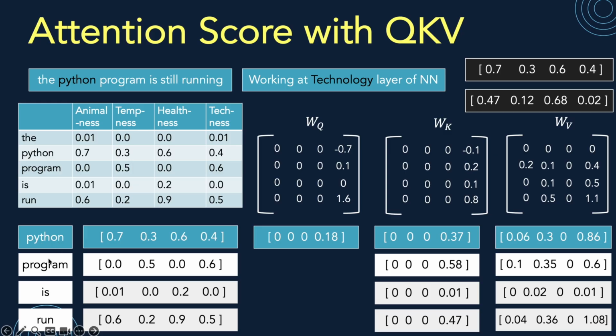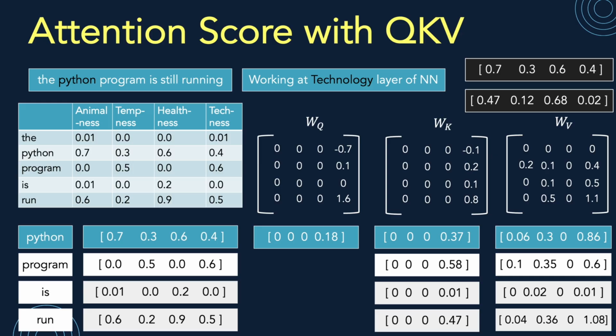This is Python, this is program, this is, and this is run. And we are trying to find out the context vector of the word Python in the technology layer. Now this word vector has been converted to this value after the matrix multiplication with the weight matrix of query. And these are the key vectors. This is the query vector, these are the key vectors, and these are the value vectors. The way we find key vectors, you already know, we multiply all of them with the weight matrix. And these are all matrix multiplications. Same is the value vector also.